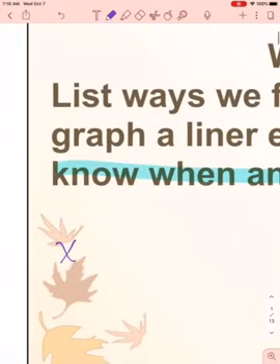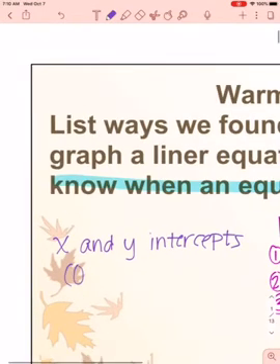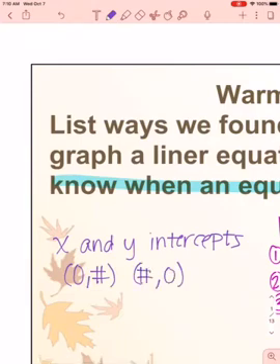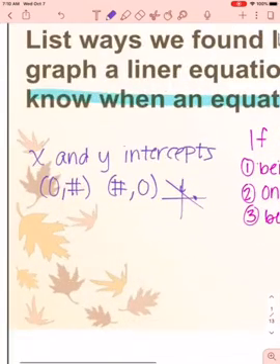Ways that we graphed lines last chapter, we used x and y intercepts. So if you don't remember what that means, that's when you plugged 0 in for x and got a number, and then you plugged 0 in for y and got a number, and you had those 2 points that were on the axis, and then you could connect them from there and make your line.